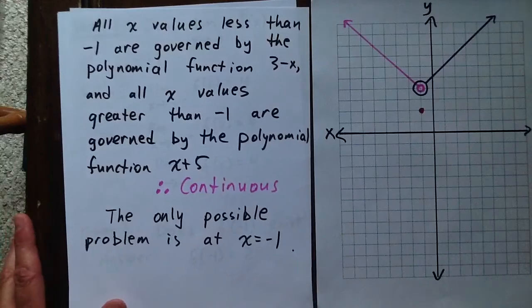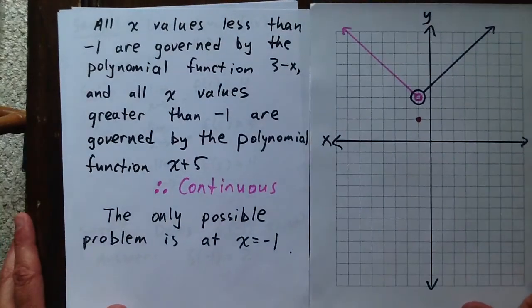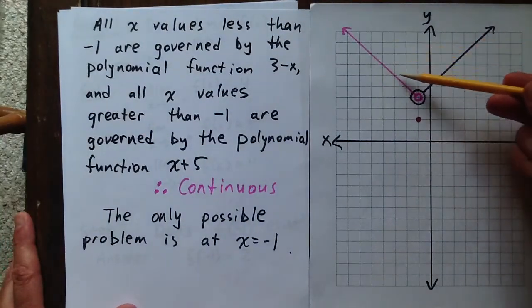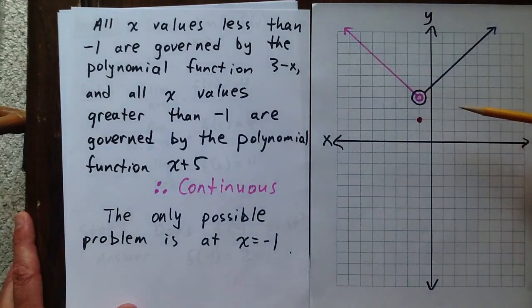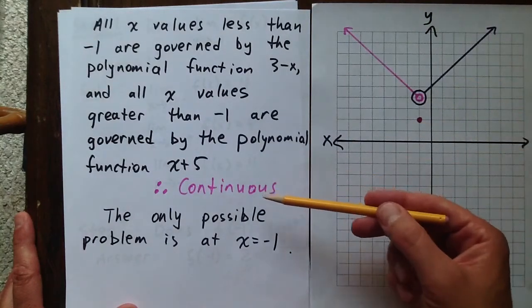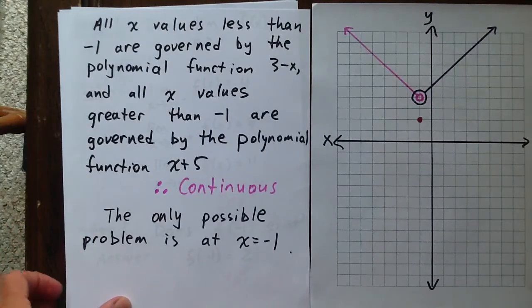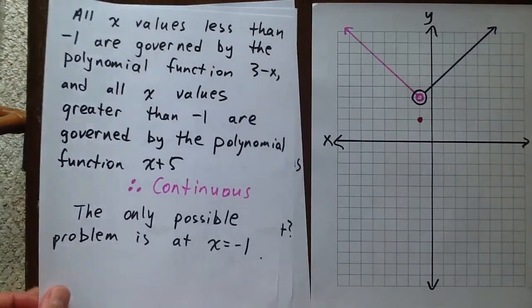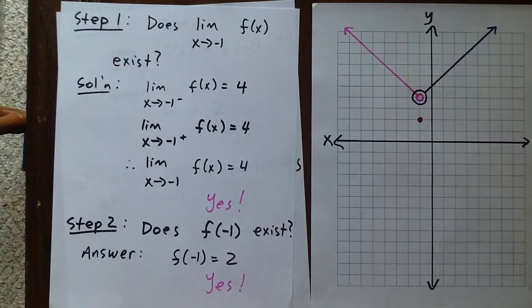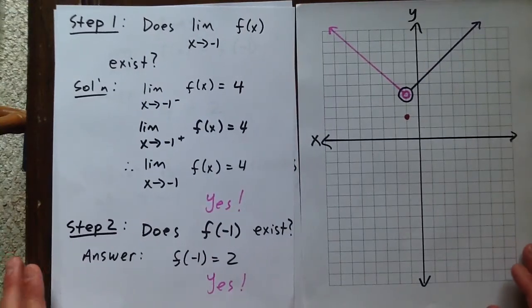Now, all x values less than -1 are governed by a polynomial function 3 minus x, so we have no continuity concerns. And all x values greater than -1 are governed by a polynomial function x plus 5, so we have no continuity concerns there. So we're continuous for all those values, but the only possible problem we have is when x equals -1. So we have to go through the three-step continuity test.